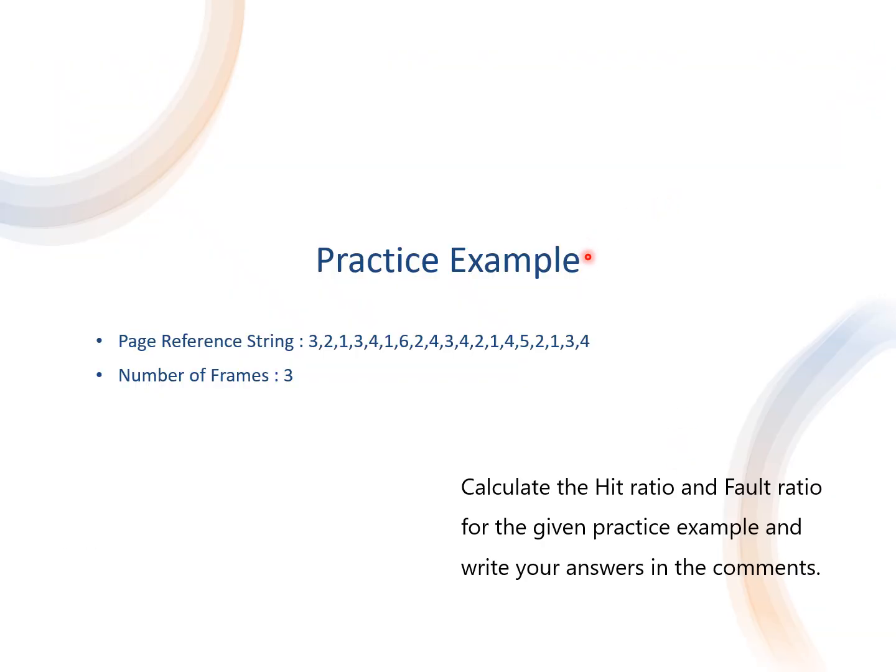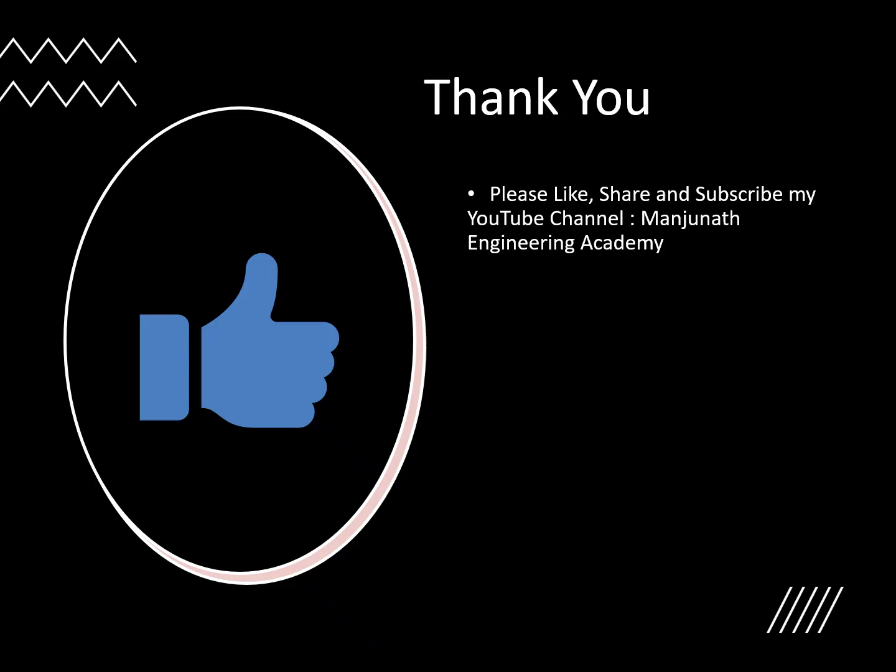Okay, so this is all about the difference between the MRU and the LRU page replacement algorithm. Next here we have one practice example. This is a reference string and the number of frames given is 3, and you have to calculate the hit ratio and the fault ratio for the given practice example and write your answers in the comments.